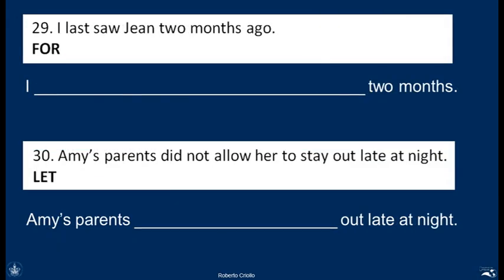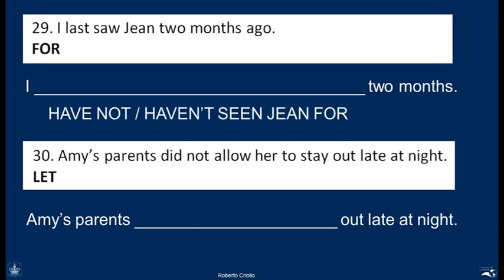But it is important that you use this multi-word verb. Let's look at the last two examples. I last saw John 2 months ago. You have to use the word for, and you have I, and then you have 2 months. So you need to say I have not, or I haven't seen John for 2 months. You only change the structure, because if you saw him 2 months ago, that means that you haven't seen him for 2 months, right?